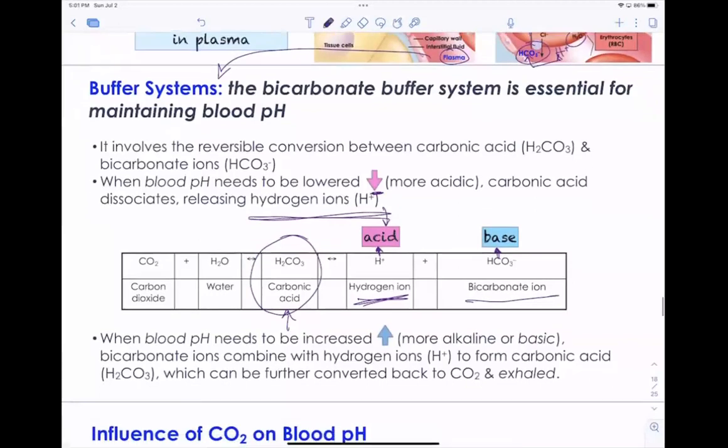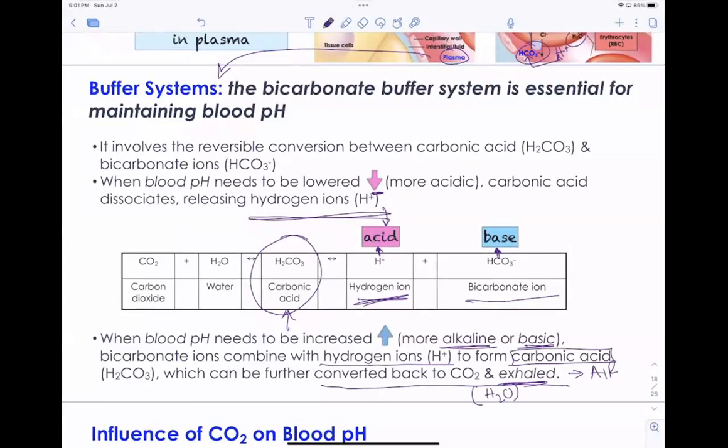When the blood pH needs to be increased or become more alkaline or basic, bicarbonate ions are going to combine with the hydrogen ions, taking that acid out of the blood to form carbonic acid. And that can then be further converted back to carbon dioxide and water. And that carbon dioxide can be exhaled out into the atmosphere, and you get rid of that carbonic acid. And so that's the buffering system that's available in the bloodstream.